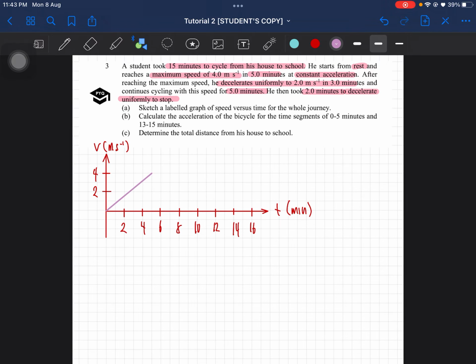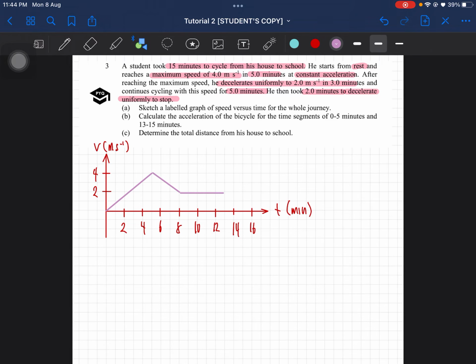Okay, and then after that, after reaching the maximum speed, he decelerates uniformly to 2 meters per second in 3 minutes. So in 3 minutes, this is 1, 2, 3, so until 8 minutes, he goes to 2 meters per second. Okay, and then after that, he continues cycling with this speed for 5 minutes. So 8 plus 5 is 13. Where is 13?